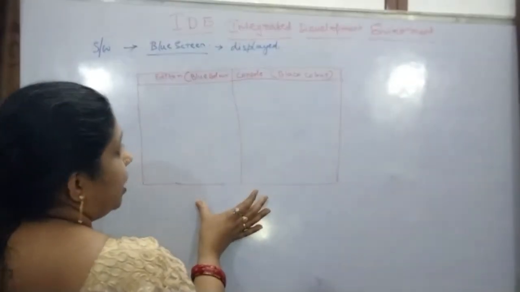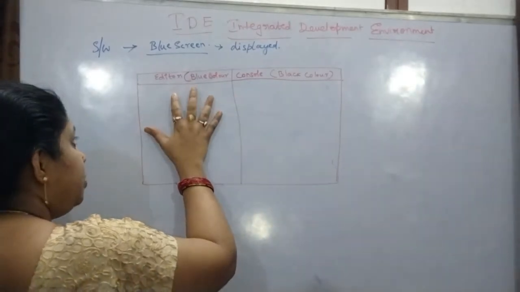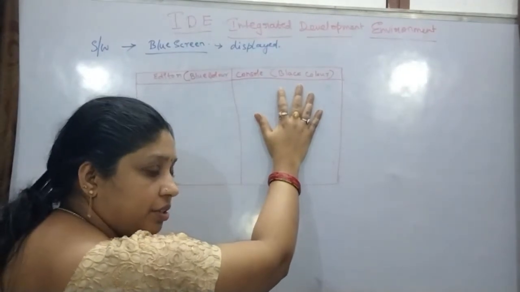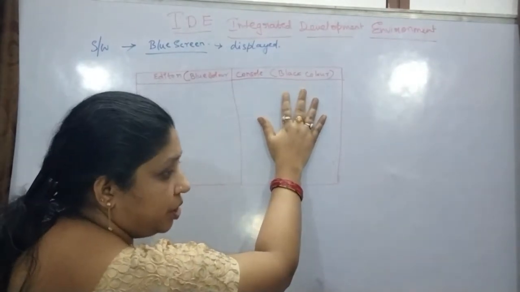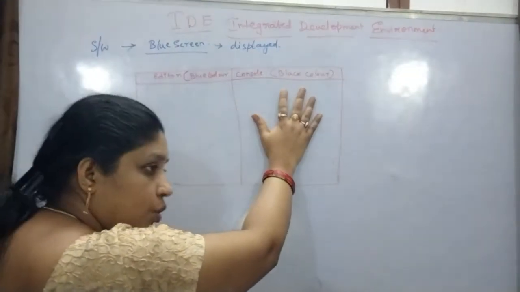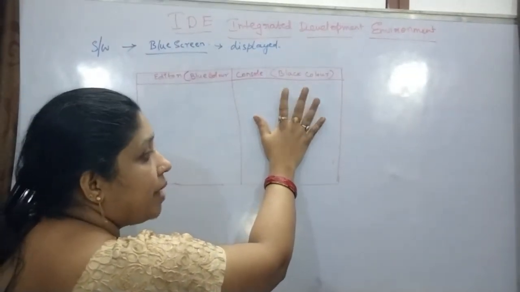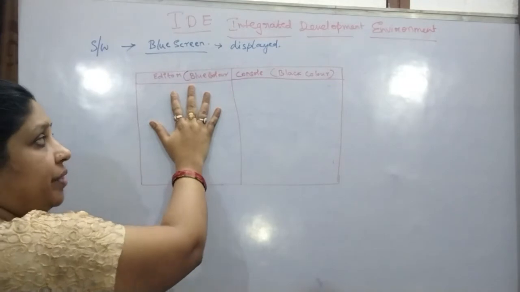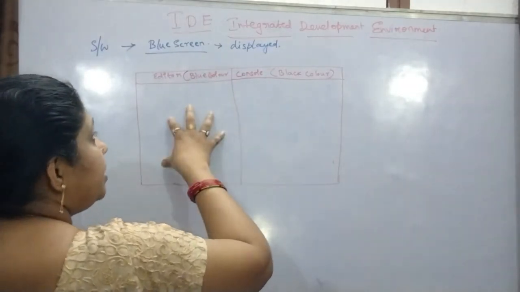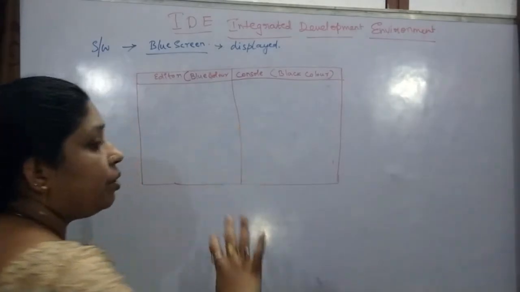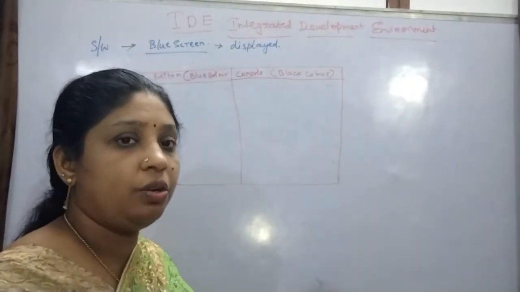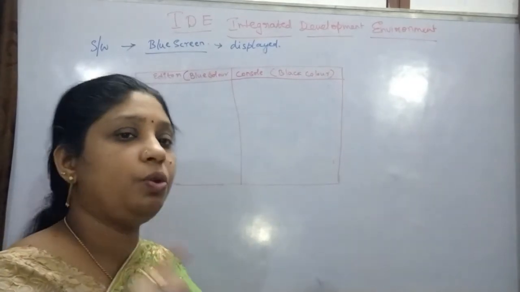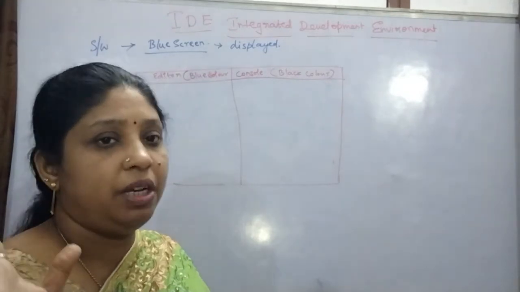Now, one more thing. I said two parts are there. When you are working on the editor, the console will be in the minimized position. Suppose you are working on the console part. That means the console will be maximized and the editor will be minimized. Understood? But both the editor and console will not be in the maximized position. If one is maximized, the other one will be in the minimized position.